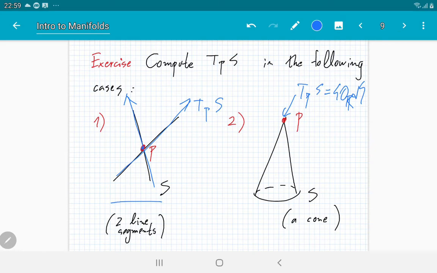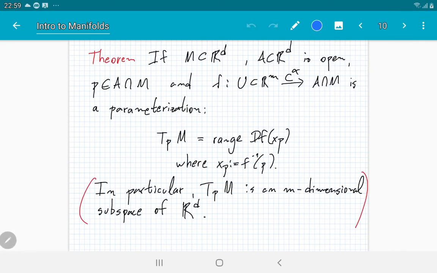If you heard of tangent spaces of manifolds before, you've certainly computed tangent spaces for lots of manifolds. These guys are not manifolds, but you can still compute their tangent spaces. So what's special about manifolds, you might ask, if you haven't seen this before? Well, if you have a manifold, it turns out that the tangent space is directly related to your parameterization. And it's actually very easy to write.